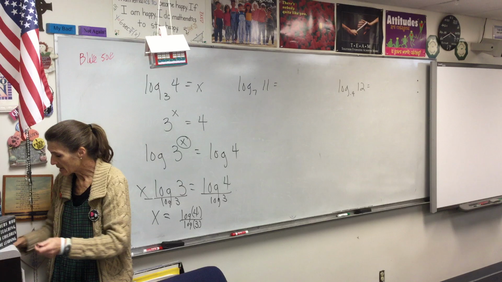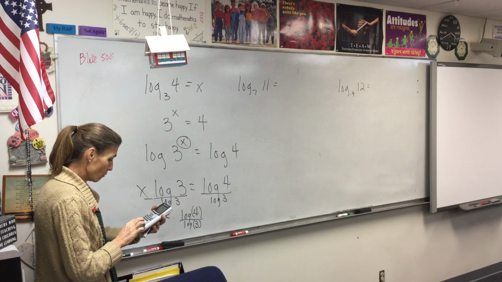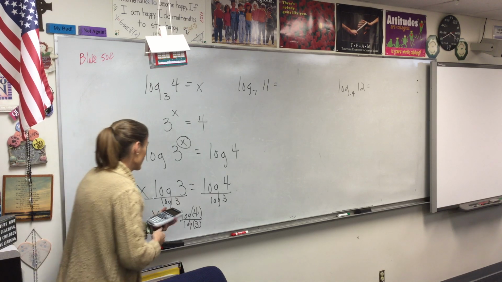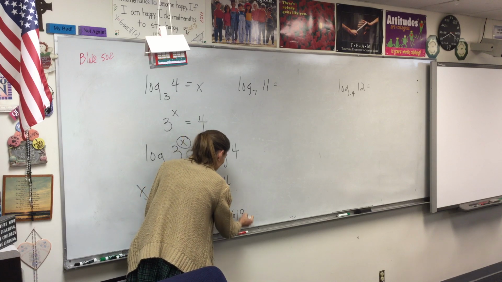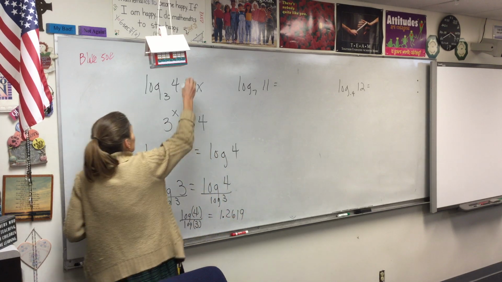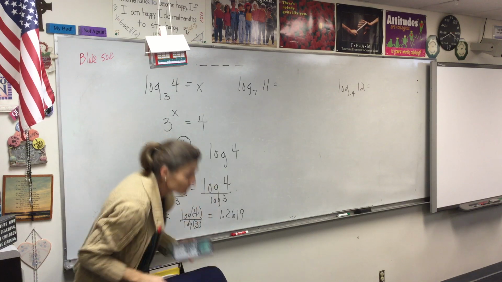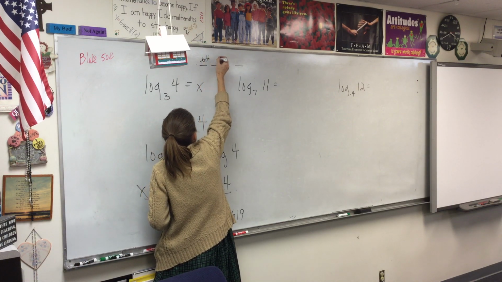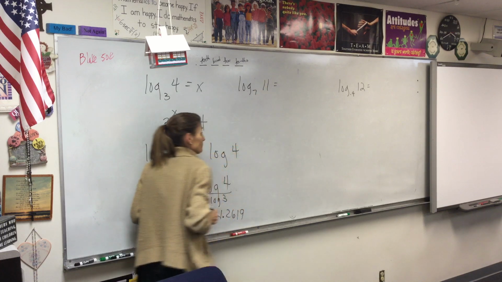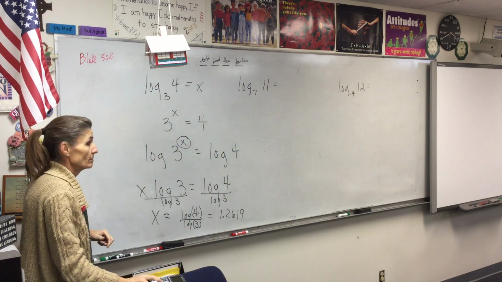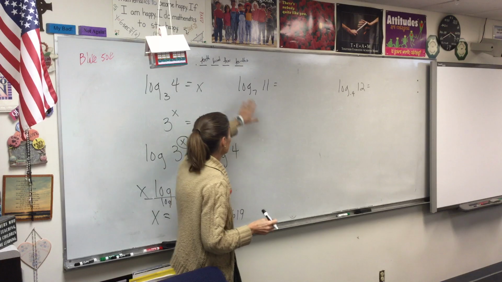All right, let's see if you can come up with the answer. Log 4 divided by log 3. I got 1.2619. Again, it says 10 thousandths, doesn't it? So this is the 10, this is the 100, this is the 1,000, this is the 10,000. Now, I know you've done that before, but you probably forget. Let's try another one.